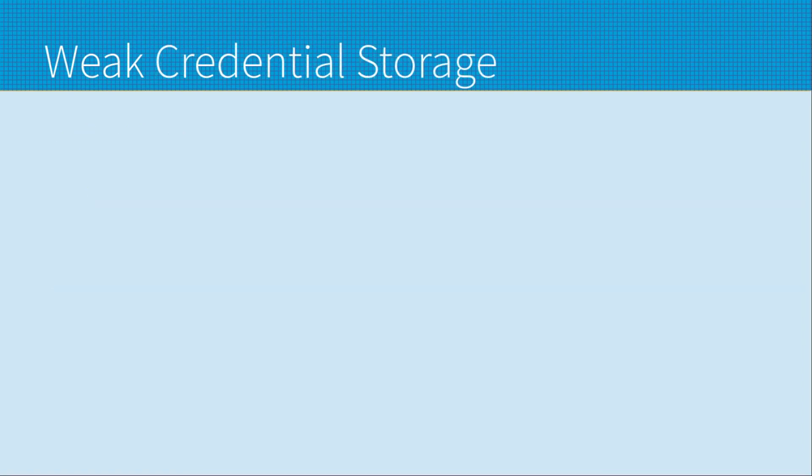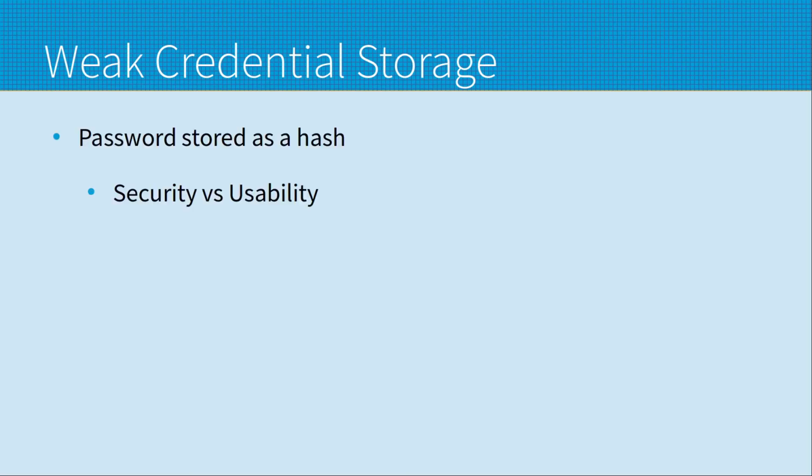So on weak credential storage, as I've mentioned, the password is only ever stored in a hash form. This means it's possible to check a password is valid by hashing the password that the user provides, but it's not possible to work back to find the original password from the hash. I've covered some of the flaws in this in another video. Essentially, the security of this password is down to the algorithm used.